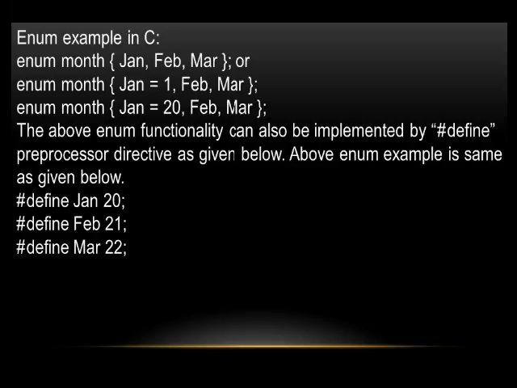The above enum functionality can be implemented by the #define preprocessor directive as given below. The above enum example is the same as the following. #define Jan 20, #define Feb 21, #define March 22. It is the same as the above enum month, open bracket, Jan is equal to 20, Feb, comma, March.